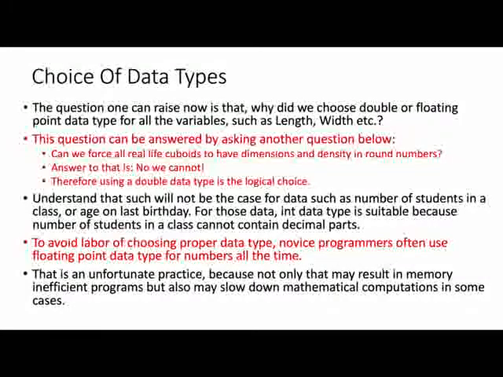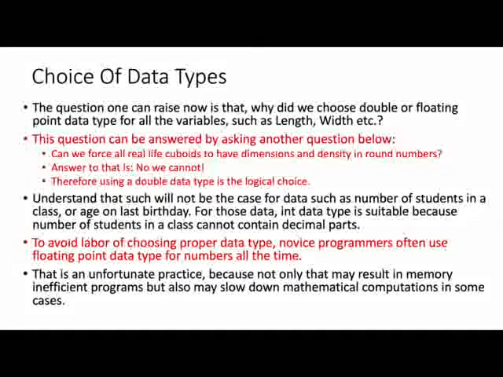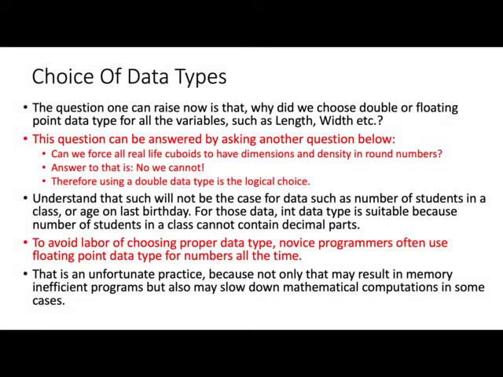There are other issues with those 2 numerical data types. Please read chapter 3 to understand those issues. To avoid the labor of choosing proper data type, novice programmers often use floating point data type for numbers all the time. That is an unfortunate practice because not only may that result in memory inefficient programs, but also may slow down mathematical computations in some cases.